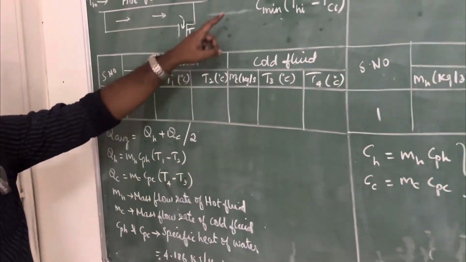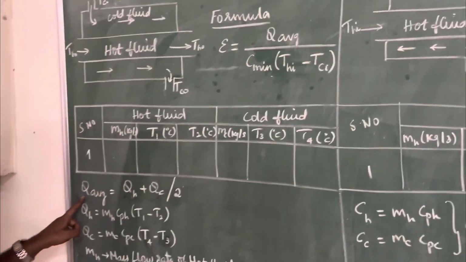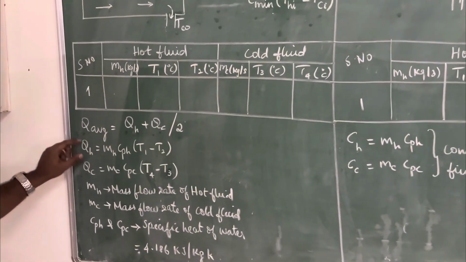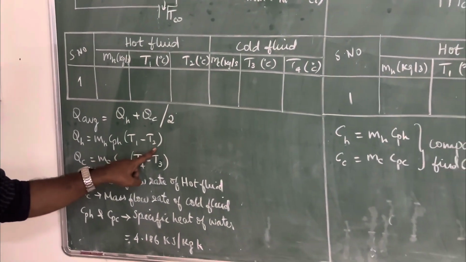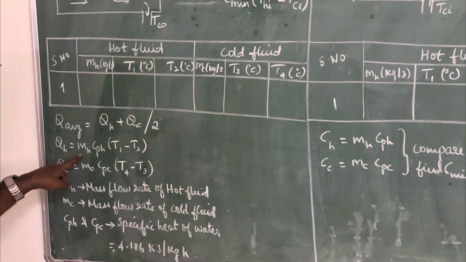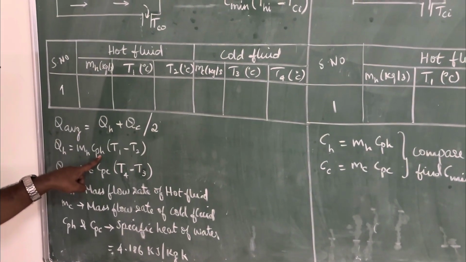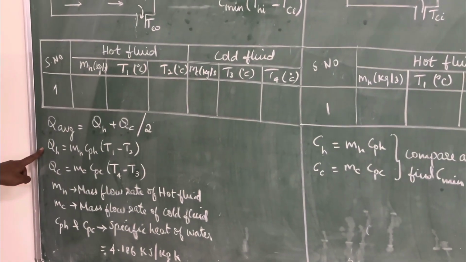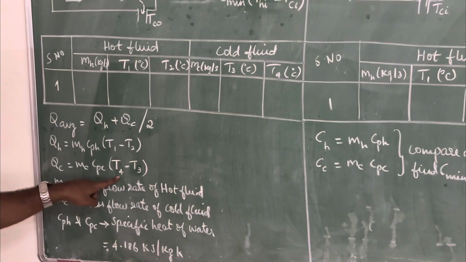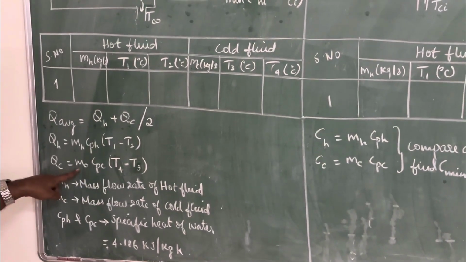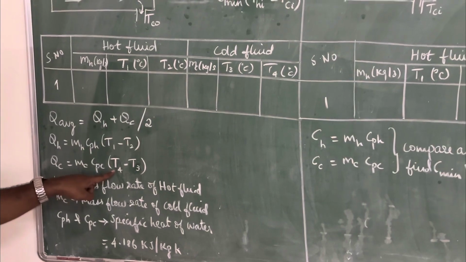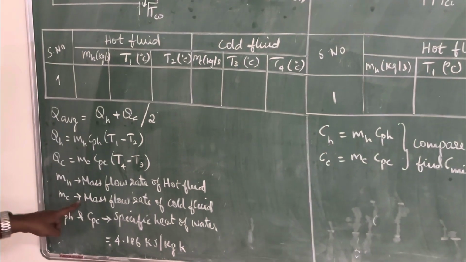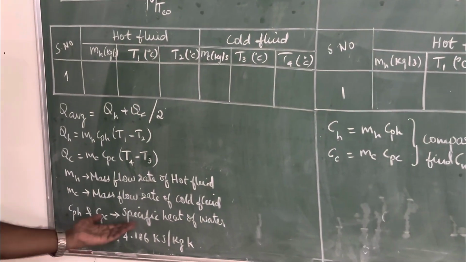For calculating effectiveness, first we need to find Q average. Q average can be calculated as (QH plus QC) divided by 2. QH is mH Cph into (T1 minus T2), which is for the hot fluid. That is the mass flow rate of the hot fluid, specific heat of the hot fluid, inlet temperature of the hot fluid minus outlet temperature of the hot fluid. This represents QH. QC is mC Cpc into (T4 minus T3), which is the mass flow rate of the cold fluid, specific heat of the cold fluid, and the exit and inlet temperatures respectively for the cold fluid. So mH is the mass flow rate, mC is the mass flow rate of the cold fluid, and Cph and Cpc are specific heat values.